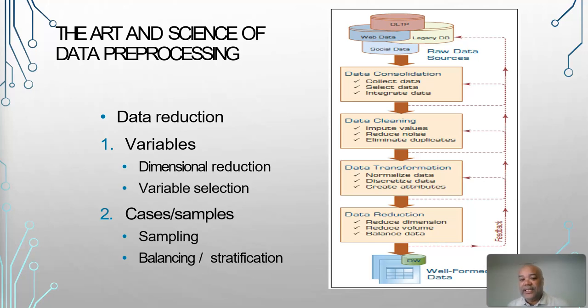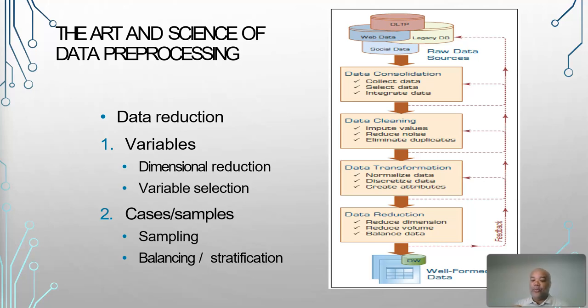Data pre-processing is both an art and a science, because it involves transforming raw data into a well-structured form that's suitable for analysis. The process includes several critical steps. Data consolidation combines data from multiple sources, making sure that it's integrated and consistent. Next, we have data cleaning, and data cleaning addresses issues like missing values and noise and duplicates so that we can improve the quality.